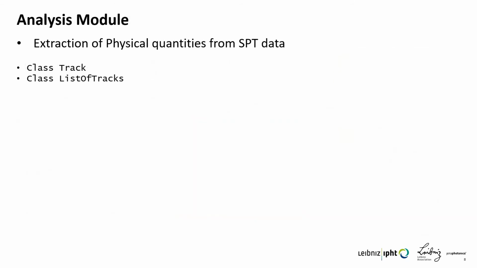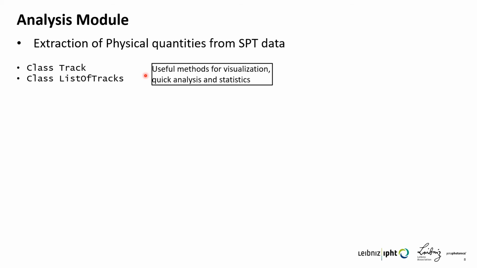And finally we have the analysis module, which allows the extraction of physical quantities from single particle tracking data. So in this module we have two classes, track and list of tracks, which contain the single particle tracking data that we already obtained, and we can also feed custom data sets from other trackers, and contain useful methods for data visualization and quick analysis and statistics of our data.